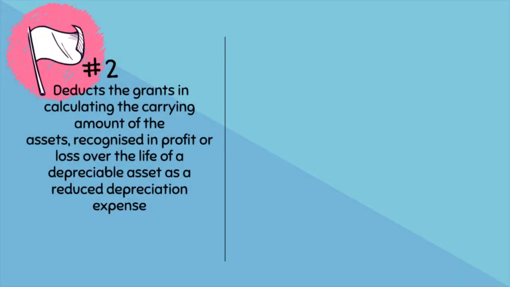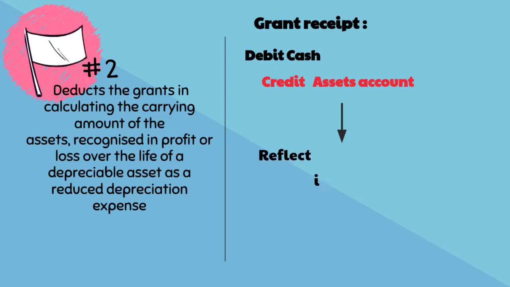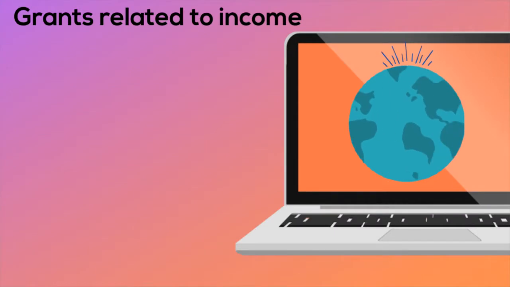The second option is to account for a grant as a deduction from the amount of the acquired asset. In this case, when you receive the grant you debit cash account and credit asset account. Here you do not need to take care of amortizing deferred income in profit or loss because everything is reflected in the depreciation charge. Now, let us look at the grants related to income.